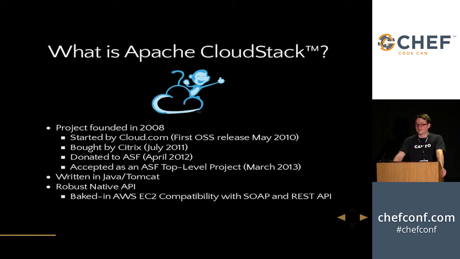It has a robust native API, and also since the 3.x branch and releases of CloudStack has baked in EC2 compatibility using the AWS SOAP and REST APIs. So most any utility that can interact with EC2 and do your basic VM interactions, you can just point it to a CloudStack API endpoint and it will just work.